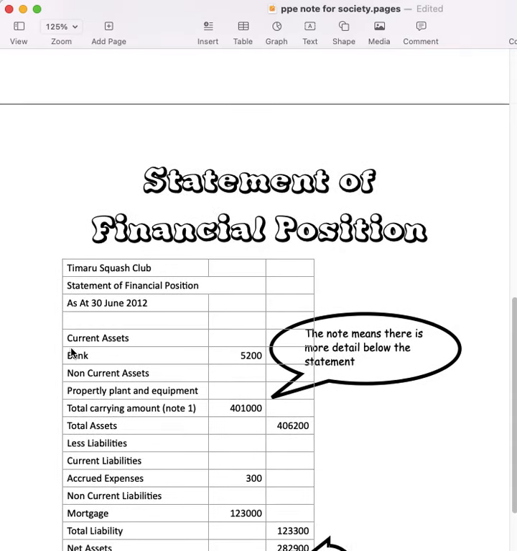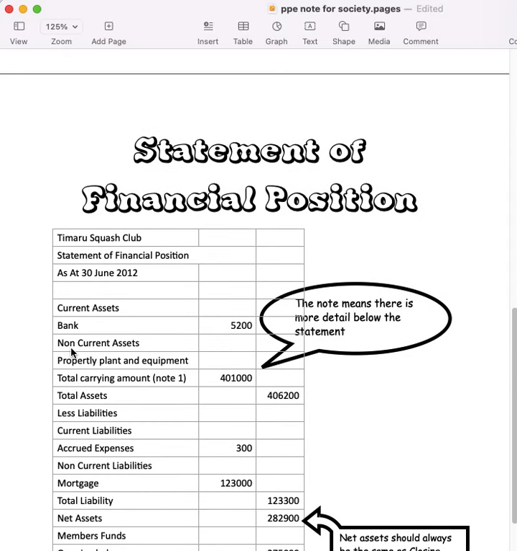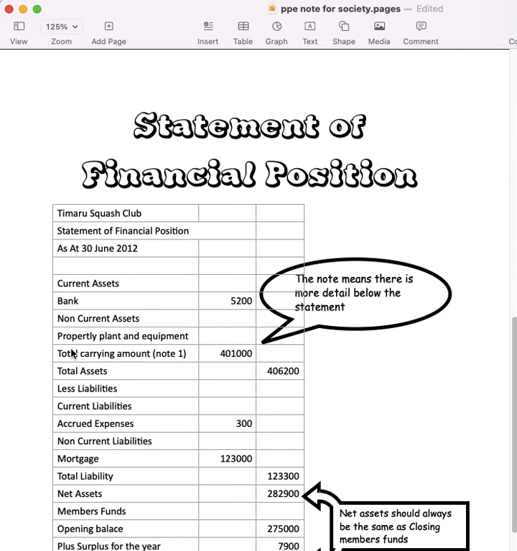The purpose of a statement of financial position is to show the assets, liabilities, and members' funds of an organisation. And the idea is we want to make it quite simple. So we have totals in here. We have the money from the bank account, which is a current asset. So that's something that's going to be changing within 12 months.